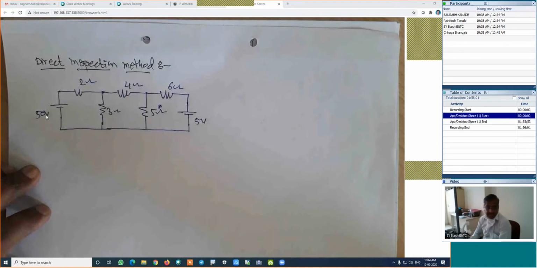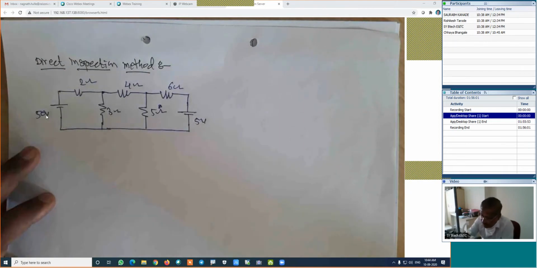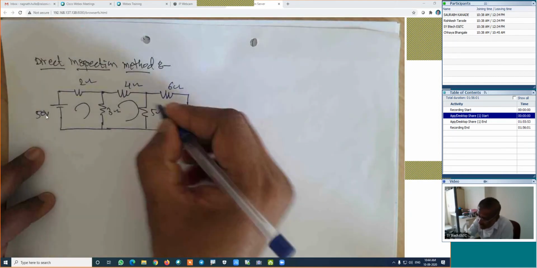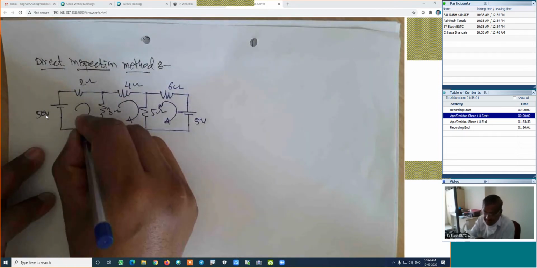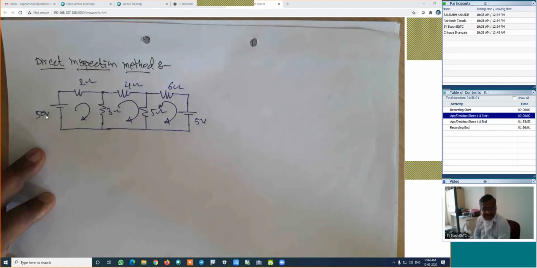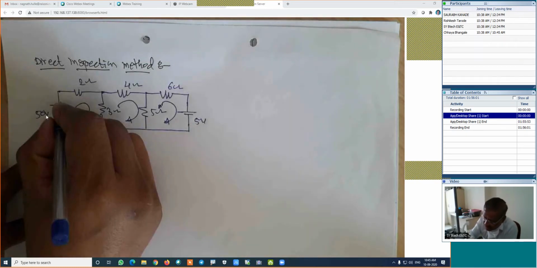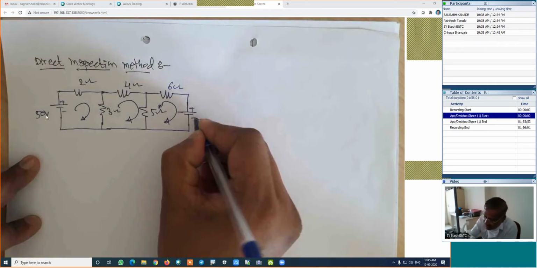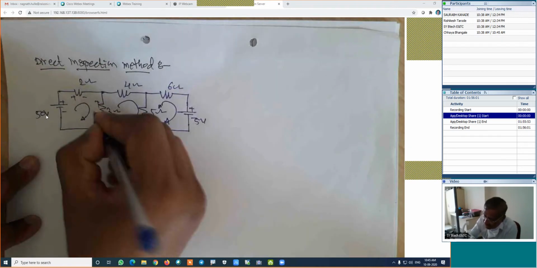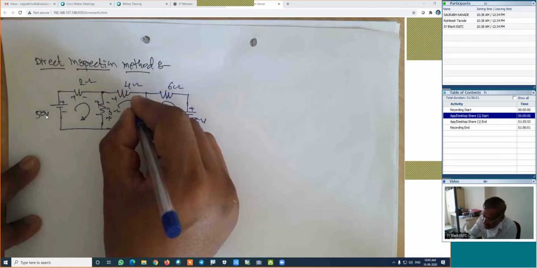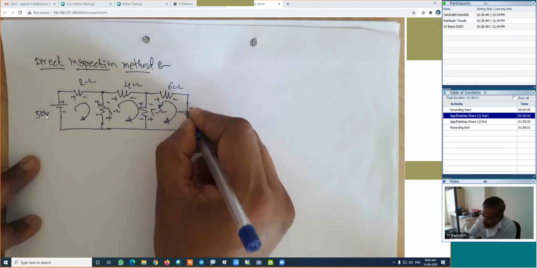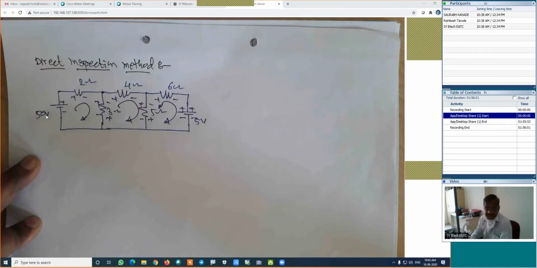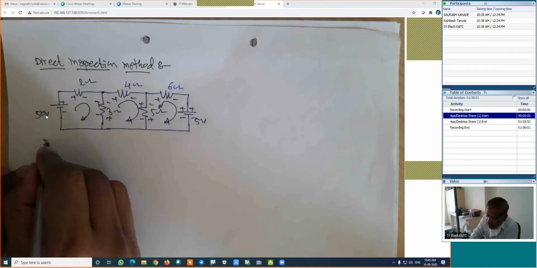Generally, what we are doing, we are applying KVL to this loop, KVL to this, KVL to this, as in mesh analysis, and we are preparing the three equations. I will show you how the three equations are formed. This is plus, this is minus, depending on the direction of current. Similarly, this is plus, minus, and this is the positive terminal of the battery, negative terminal of the battery. If we apply KVL to loop 1, how is the procedure?